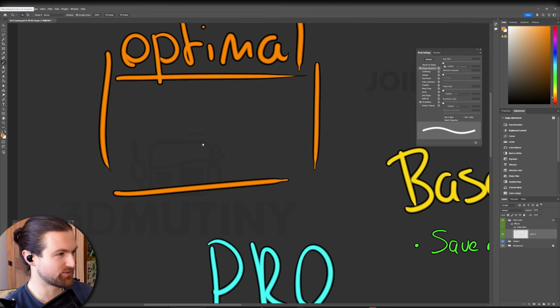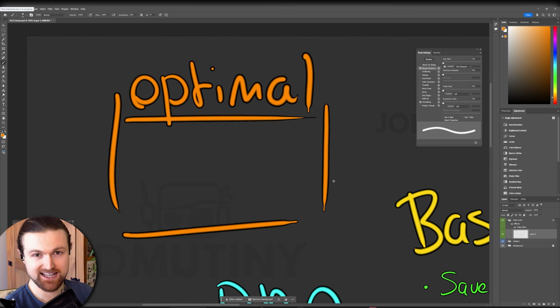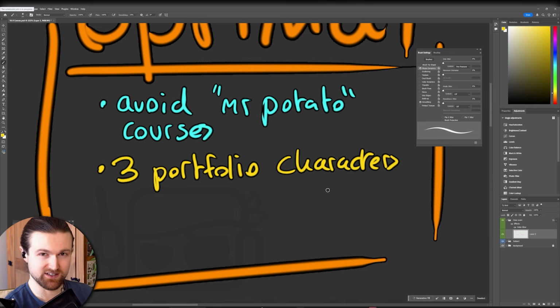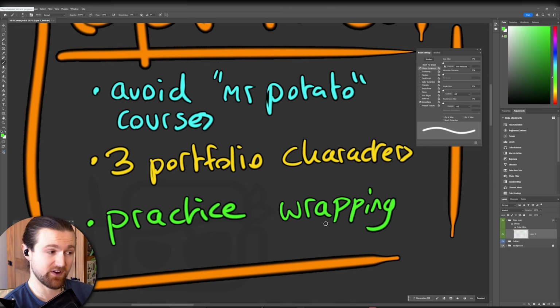So that leads to the optimal strategy for you guys to succeed the best you can inside of the industry. The first is to avoid Mr. Potato courses, those ones where you just create little assets and then put them on top of a base mesh. To stop you from going for the short term, create three portfolio characters, something that you start from scratch. Once you've completed those and they're looking good, then you can start to transfer to using base meshes and becoming more efficient as an industry artist. The third phase is to practice wrapping. That's what we use in the industry. Once you've covered those two, that leads nicely to this one.